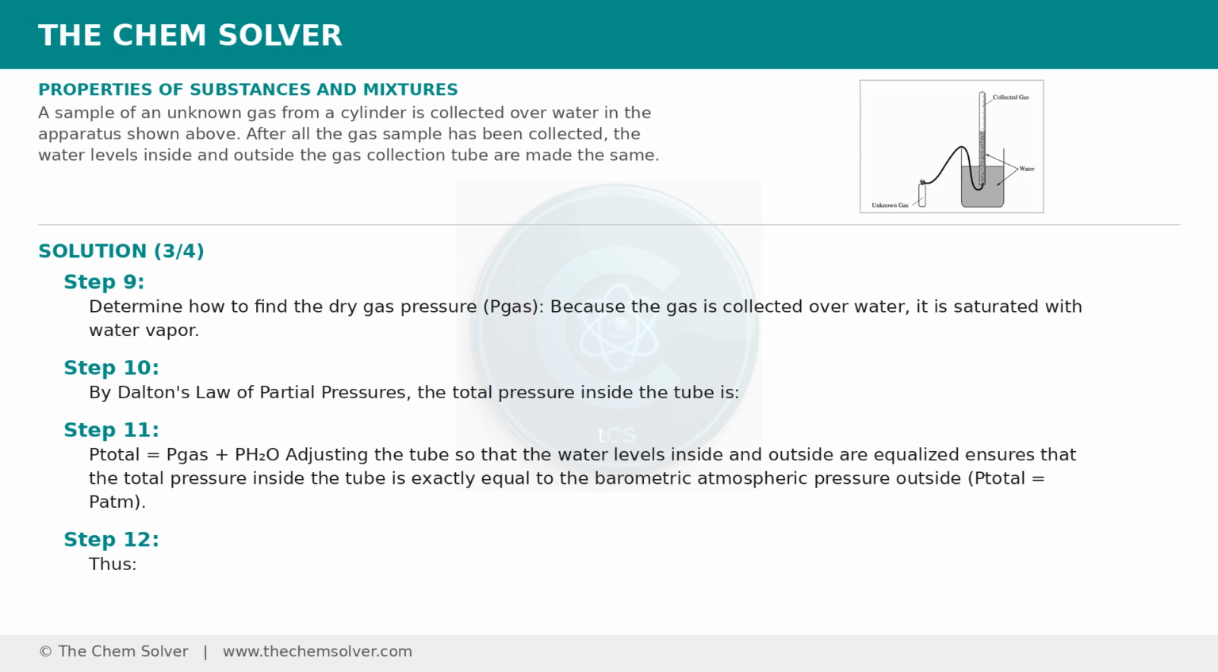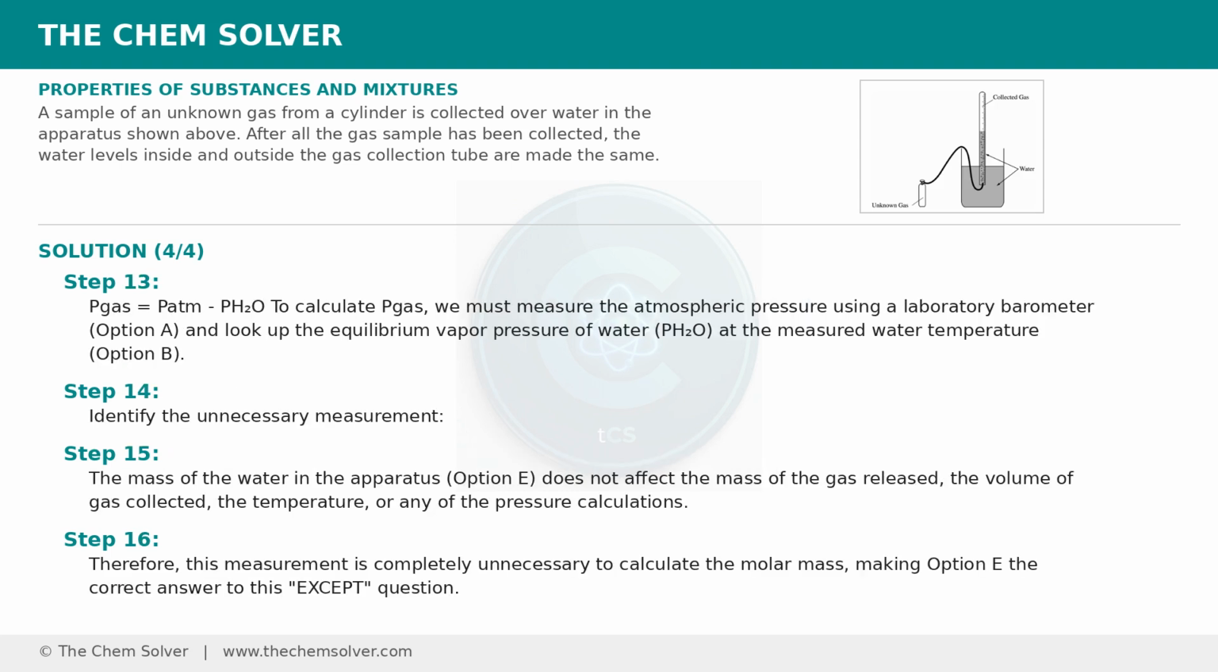Adjusting the tube so that the water levels inside and outside are equalized ensures that the total pressure inside the tube is exactly equal to the barometric atmospheric pressure outside. P total equals P ATM. Thus, P gas equals P ATM minus P H2O.